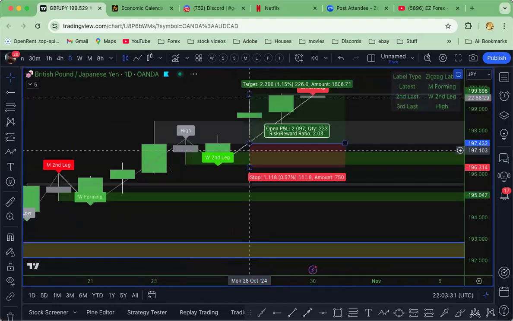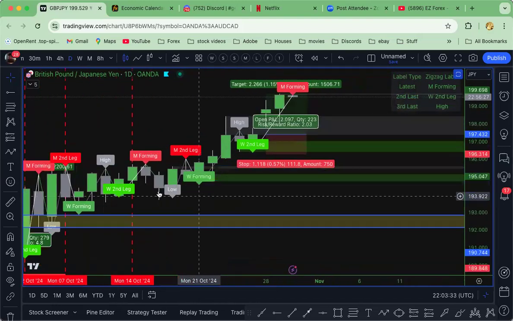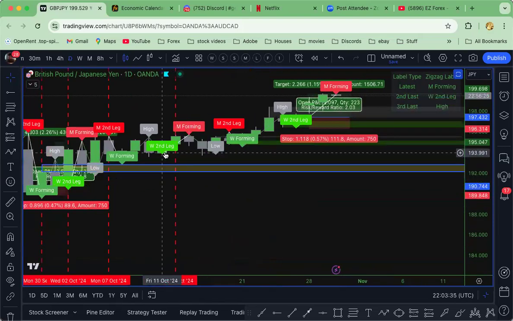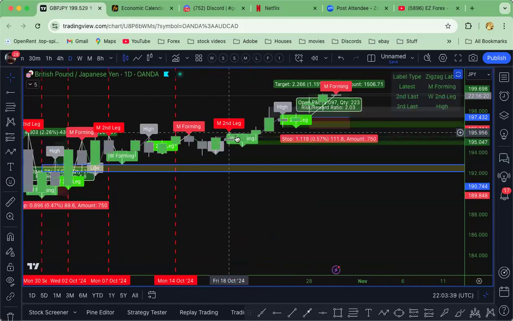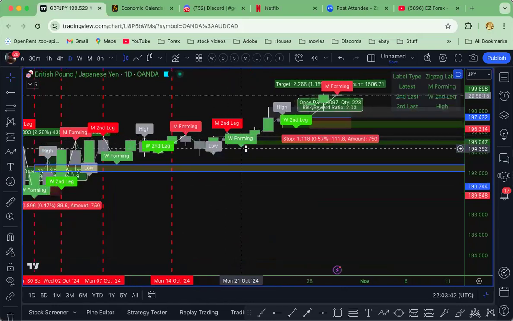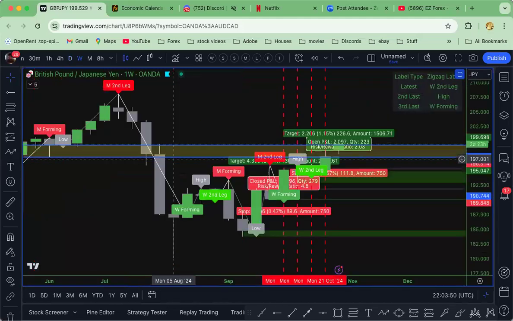Cool. We go down to the daily chart again. We can already see that this second leg has closed here, so we have to wait. Second leg, boom, boom, boom. As soon as the W started forming here, now we know, remember, the weekly has now, go back to the weekly. Pay attention, people.